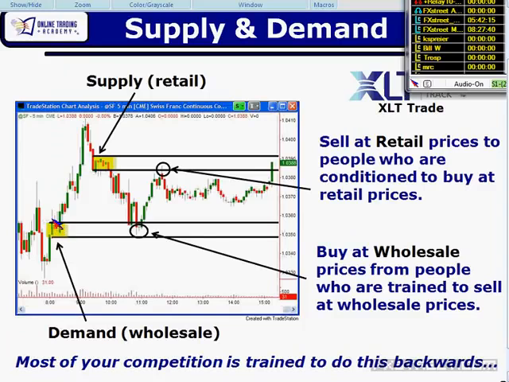Now, let's go over another one. Take a look at how much time price spent here. Would you say price spent a lot of time or just a little time in this level? It's a little 5-minute chart of the Swiss. Just a little time, I agree.